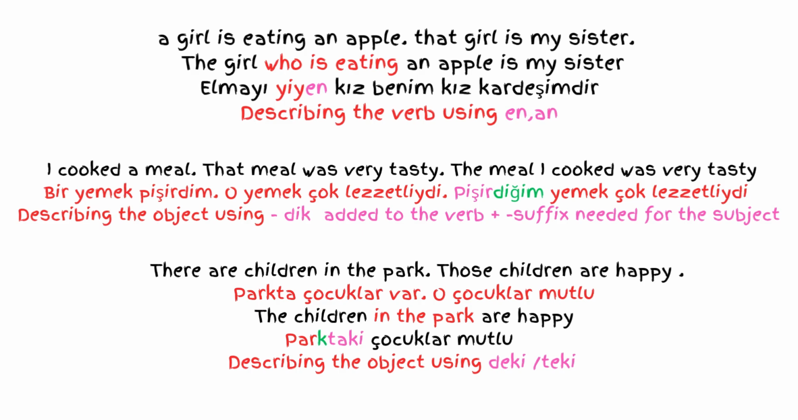Parktaki çocuklar mutlu. I'm not talking about any verb. I want to talk about the place, the object. If I want to do that, I'm going to use deki or teki. If I want to describe the object by using the verb, I'm going to use a suffix dik and what it necessarily needs for the subject itself. If I want to describe the verb itself, I'm going to use an or en on the verb.